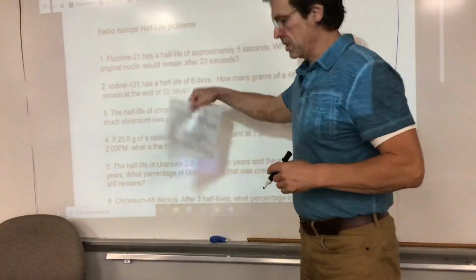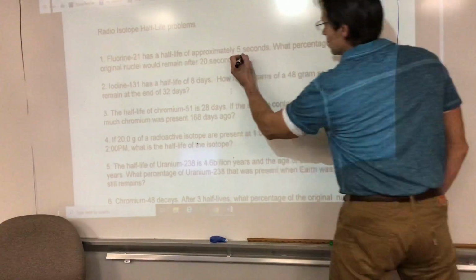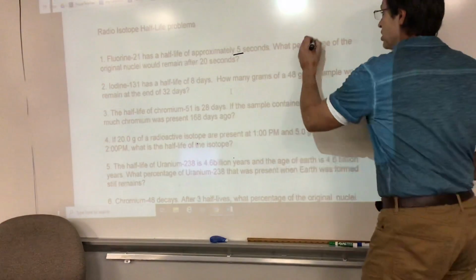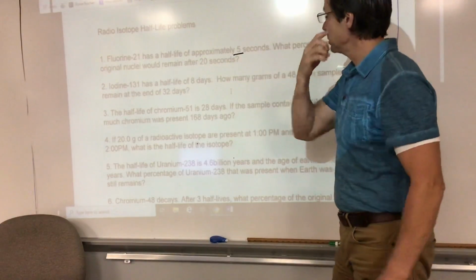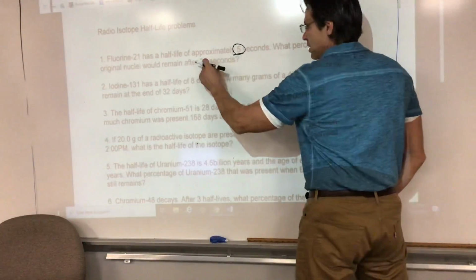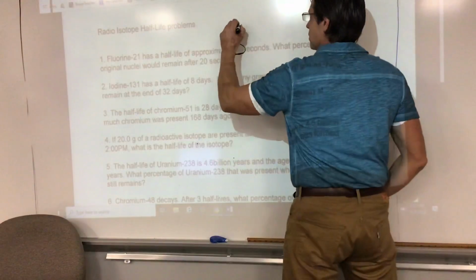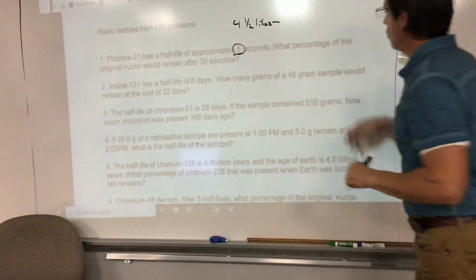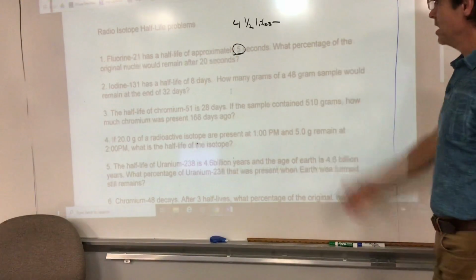So the first one here says fluorine 21 has a half-life of approximately 5 seconds. It wants to know what is the percentage of the original nuclei which would remain after 20 seconds. Pretty simple there. If one half-life is 5 seconds, and after 20 seconds, well, 5 into 20 means it's gone through 4 half-lives. So 4 half-lives.